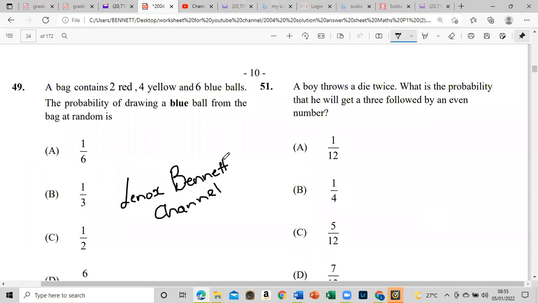A bag contains 2 red, 4 yellow, and 6 blue balls. What is the probability of drawing a blue ball from the bag at random? Alright, so first we need to know how many balls there are. So it's 2 plus 4 plus 6, 12. So we have 12 balls. How many blue balls? 6. So that will go to a half.